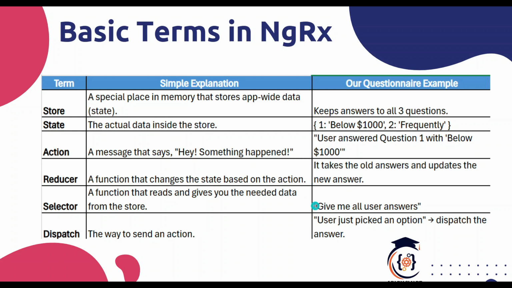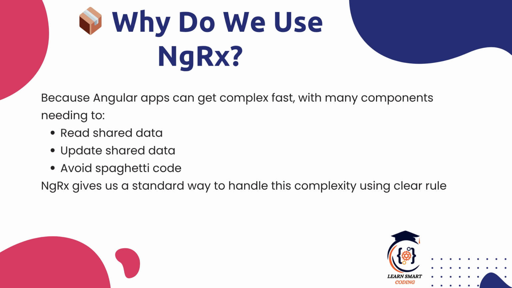Selectors will go and read and give you what is there in the store. Dispatch is just a way of telling that something happened. Like now the user just picked an option, dispatch the answer. Okay, that's what it is in simple terms.